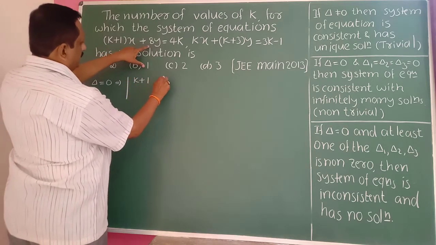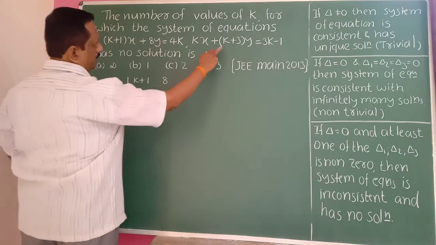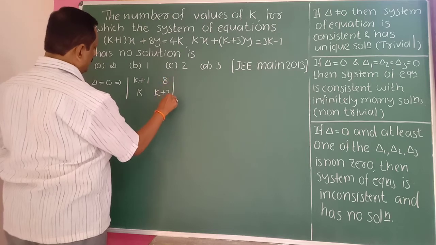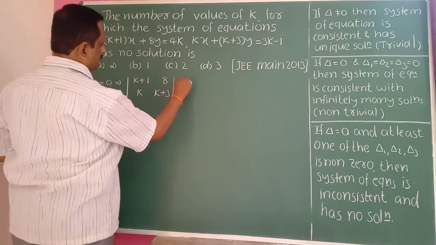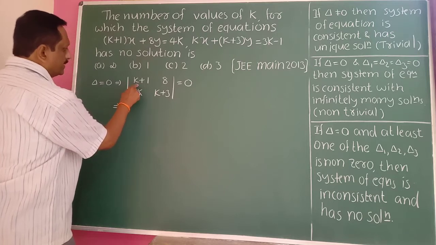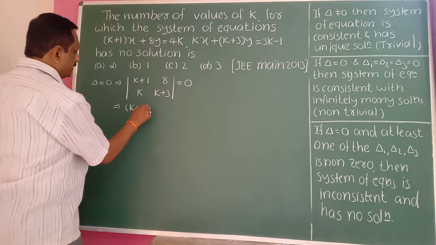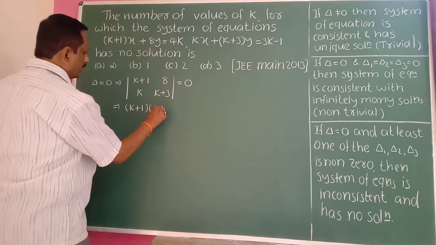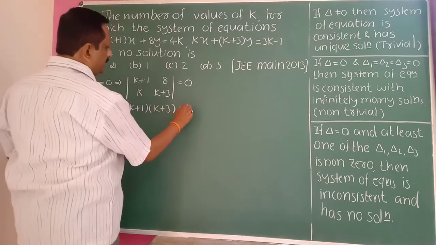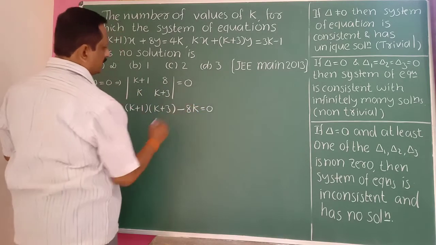Then 8. Then write here k plus 3. That is equal to 0. Then this implies k plus 1 into k plus 3, minus k into 8, which becomes 8k, that is equal to 0.